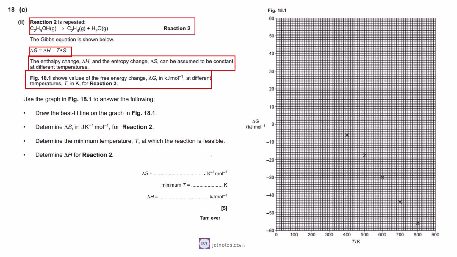Using the graph, we are asked to draw the best fit line on the graph, determine the increase in entropy in joules per Kelvin and mole, determine the minimum temperature at which the reaction is feasible, and determine the enthalpy change. To ensure the best fit, use a ruler to draw a straight line that aligns as closely as possible with all the data points.